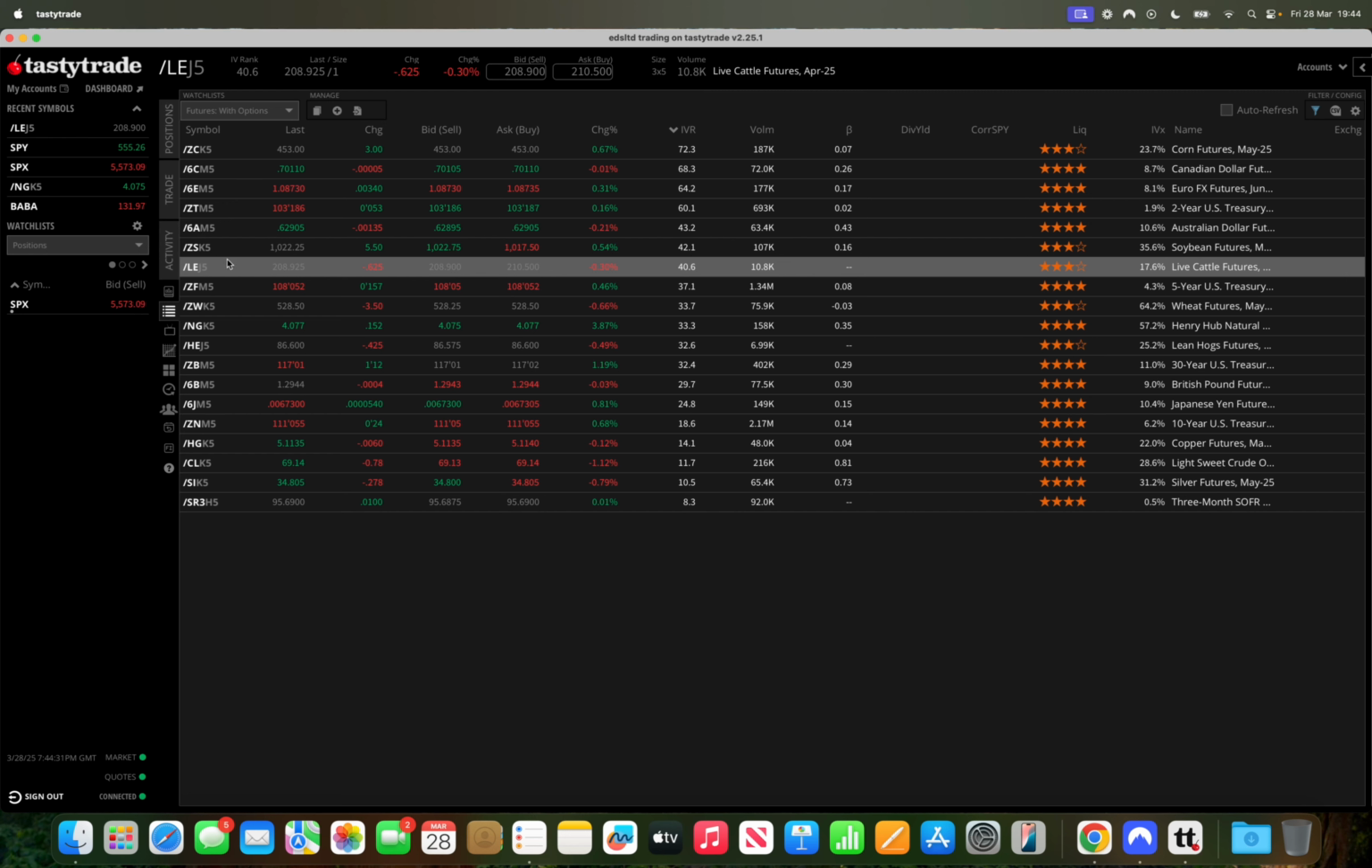If you have a smaller account, go with something like currencies. Live cattle can still be okay. Maybe go with bonds. If you have a larger account, you can look at anything you like. Something like crude oil, for example, do not look at that if you have a small account. But basically, there you go. So live cattle, we're going to take a look at that.